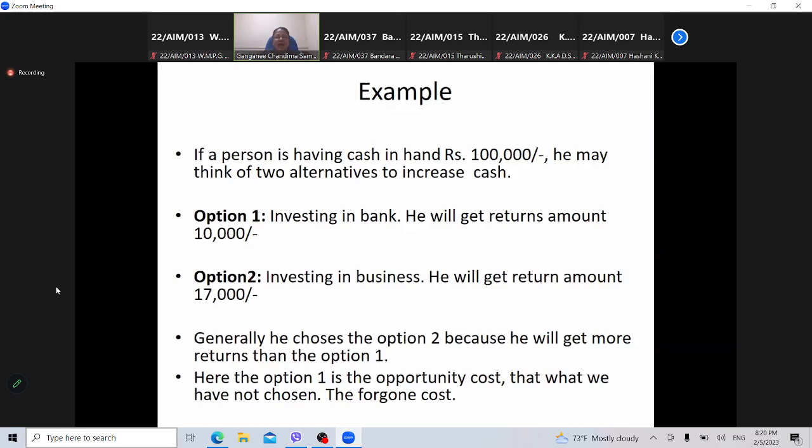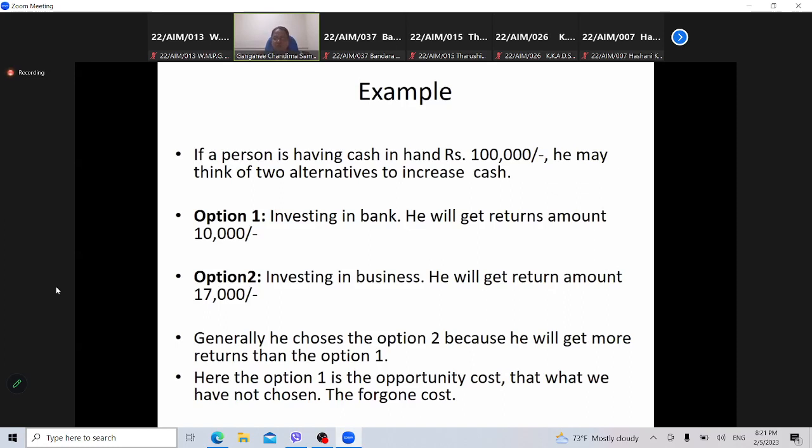Simple. If you have cash in hand, let's say 100,000 cash, you have two alternatives. First option, you can invest it in a bank and you can get returns of 10,000. Then option two, you invest in a business, you can get 17,000 in return. Obviously you will select option 2, because that is the highest return you can gain when comparing these two. Let's say you have selected option 2, option 1 is the opportunity cost. The 10,000 you lost. So that is the foregone cost.